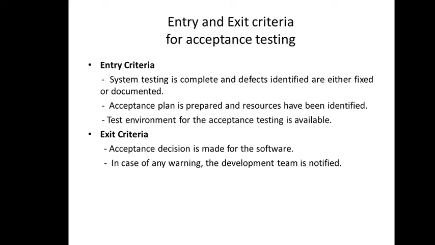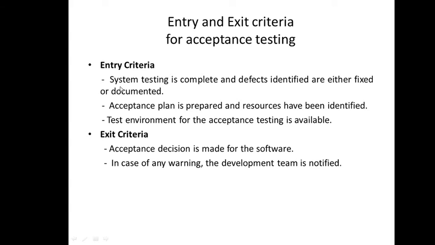So it is clear from the sequence that system testing must be completed, then only you can start with the acceptance testing. So let's see. System testing is complete. Okay, it is given in the first line only. System testing is complete and defects identified are either fixed or documented. Right? If this is done, along with acceptance plan is prepared and all the resources have been identified, and test environment for the acceptance testing is available. So if these three activities are done, that means entry criteria for acceptance testing is fulfilled.